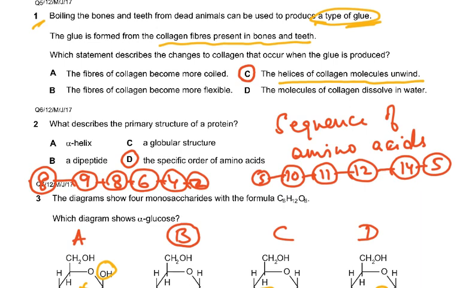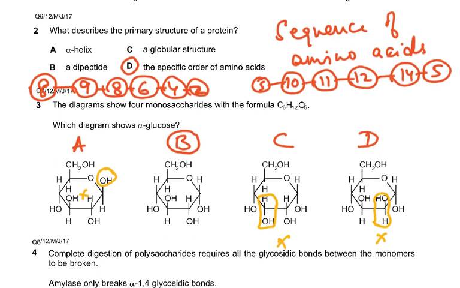Then coming to question 2. What describes the primary structure of a protein? It's not the alpha helix, that's a secondary structure. Dipeptide is only when there are 2 amino acids. Globular structure is the final folding. The answer is the specific order of amino acids. I've given you 2 examples here. Both of them have 6 amino acids, but look, the sequence is different. One is amino acid number 5, then 10, 11, 12, 14, then 5. This one also has 6 amino acids, but their sequence is different. So it's 2 different proteins. That is the primary structure of a protein, the number and sequence of amino acids.